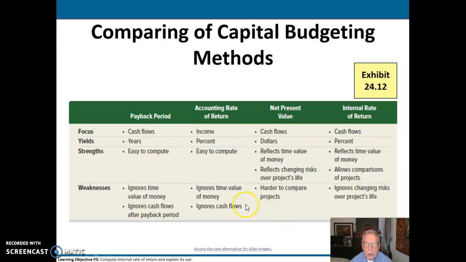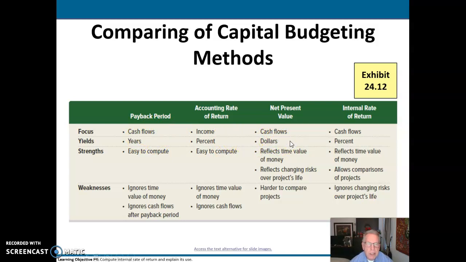So if we look at all these methods that we've just gone through and look at them from a big picture standpoint, we'll take a look first at our net present value. Here we're using cash flows. That's good in my view, as we do with payback period.